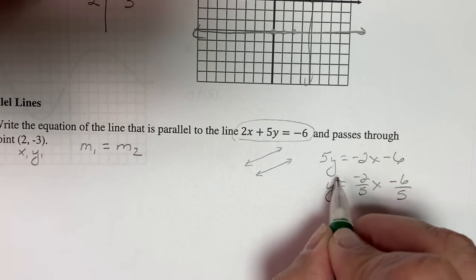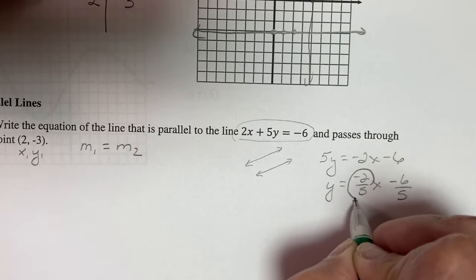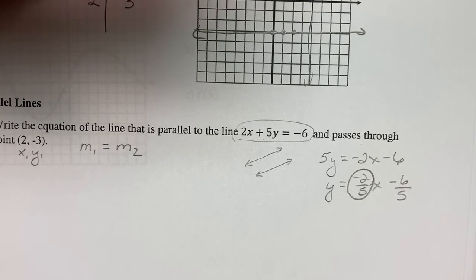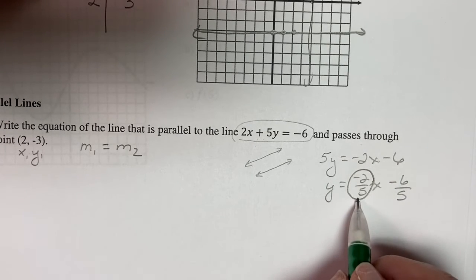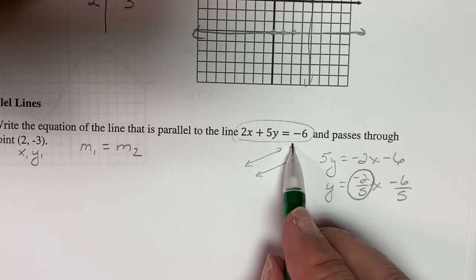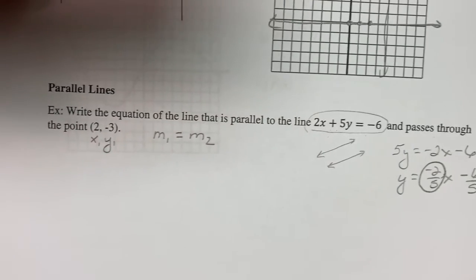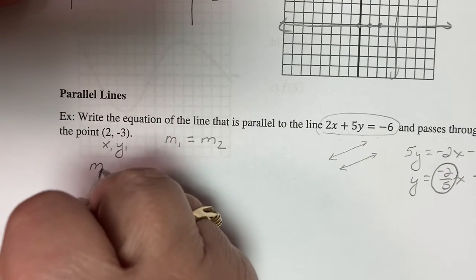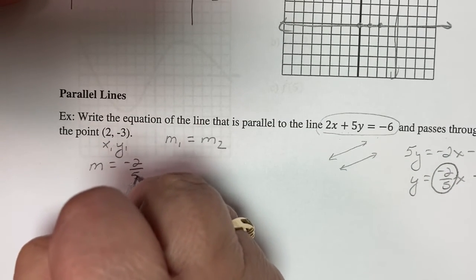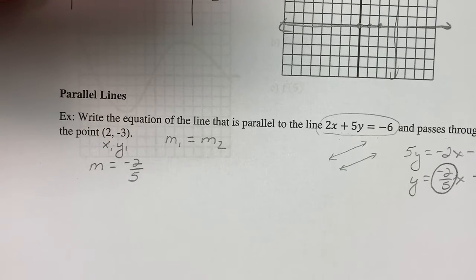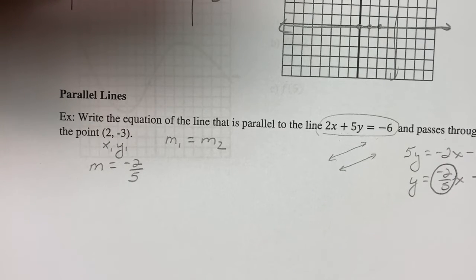So here's the line in slope-intercept form. Here is the slope. Since this is the slope of this line, and my line is parallel to it, it is also the slope of the line that I am trying to come up with. So I'm just going to make a note that the slope is going to be negative 2/5. Now, let me show you a little shortcut.